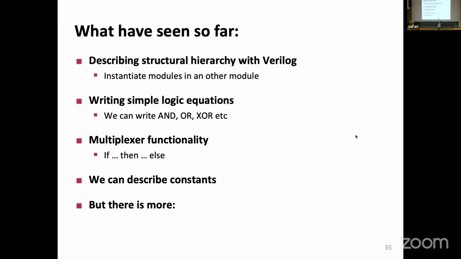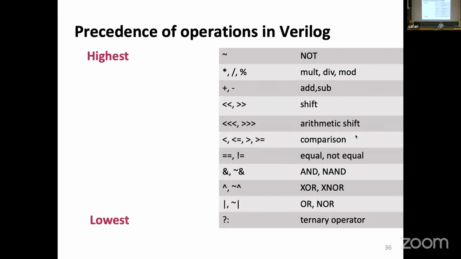We know how to write simple logic equations, and we learned last week that with those logic equations, I can define any and every combinational circuit, which is great. We can also do my favorite circuits, multiplexer, and we can describe constants. So it seems that it's great. But we can do much more.